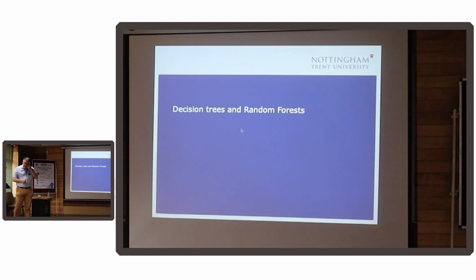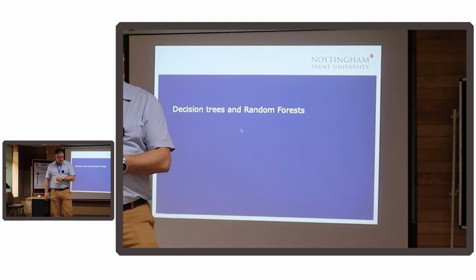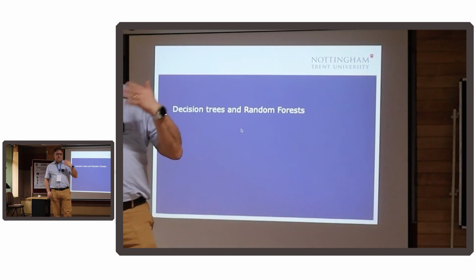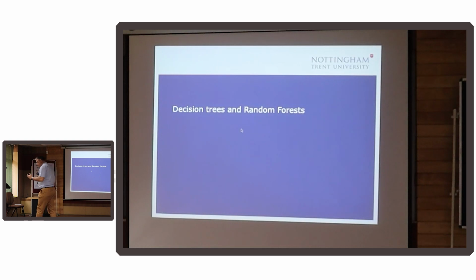Next method is decision trees. Whereas the SVM and the neural network are based upon a mathematical function, decision trees are essentially based on logic. So if this, then that, or if this, then that. Now, you can use them in a regression form. Sometimes they're called CART, or classification and regression trees. And that becomes a bit more probabilistic. I'm not going to go into it here, but I'll keep to the simple form.